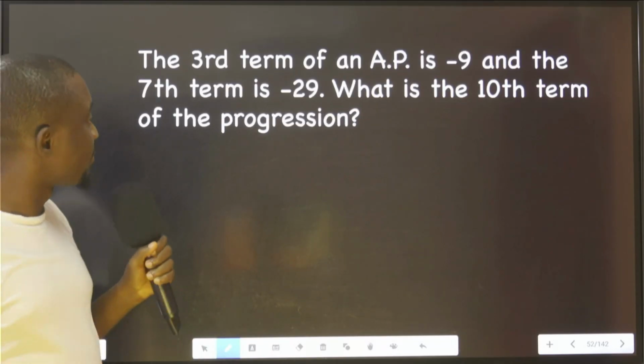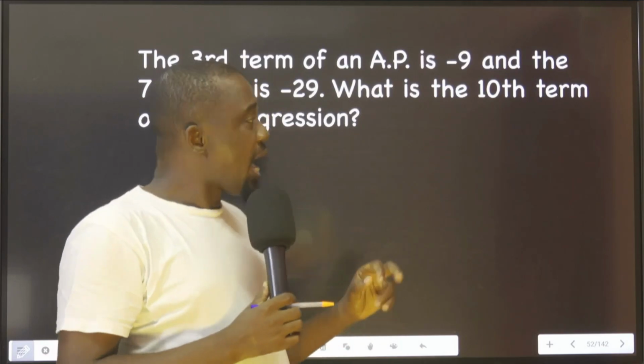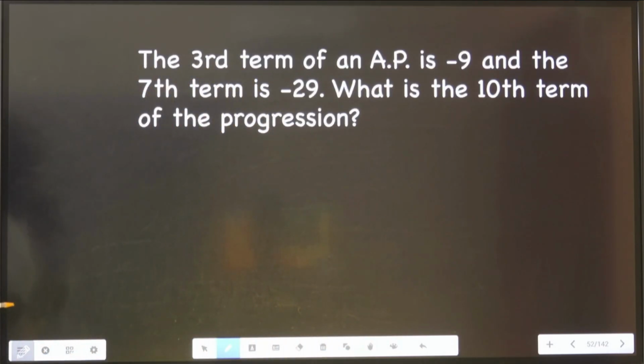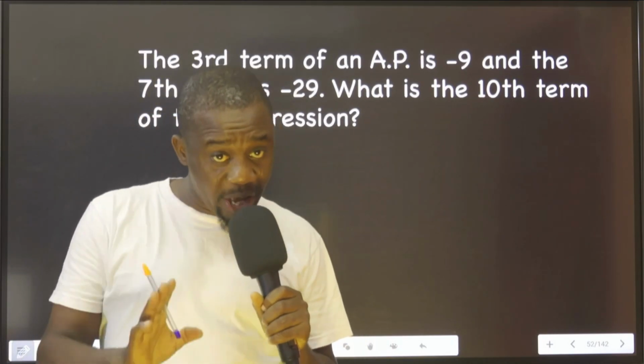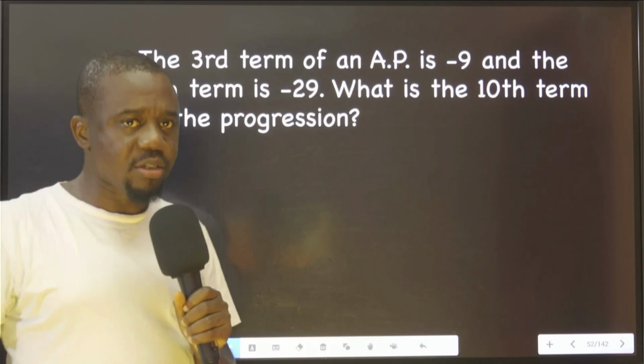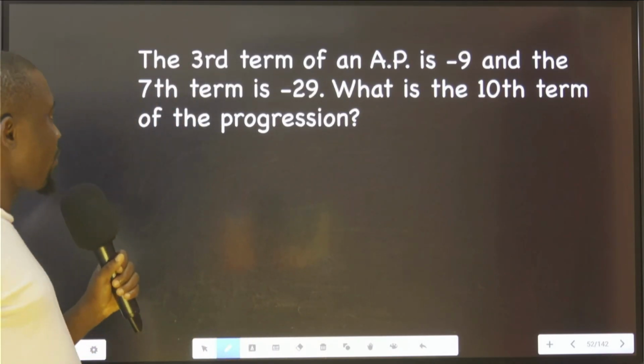Let's look at this. It says the third term of an AP is minus 9, and the seventh term is minus 29. What is the 10th term of the progression? If I were you, I would pause the video and solve it first before you play to continue, just to compare your answer with my answer.